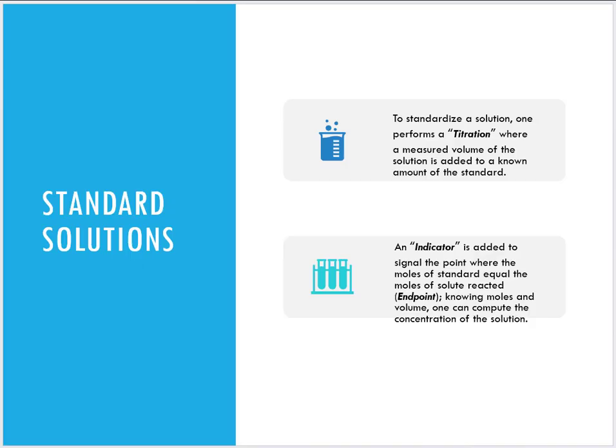That's going to yield a necessary number of sig figs. So to standardize a solution, we're going to perform a titration, which we'll talk about here in a second, where a measured volume of the solution is added to a known amount of the standard. And then we use an indicator that's added to signal the point where the moles of standard equal the moles of solute reactant. And that's called our endpoint. This indicator will turn colors when that endpoint is reached. And then if we know moles and volume, we can figure out the concentration because moles divided by volume will give us our molarity.